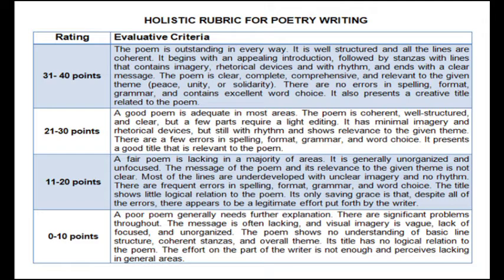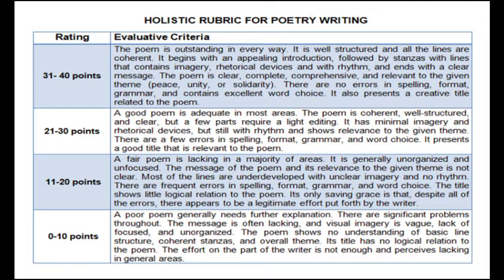The second criterion is: a good poem is adequate in most areas. The poem is coherent, well-structured, and clear, but a few parts require light editing. It has minimal imagery and rhetorical devices, but is still with rhythm and shows relevance to the given theme. There are few errors in spelling, format, grammar, and word choice. It presents a good title that is relevant to the poem. That is equivalent to 21 to 30 points.